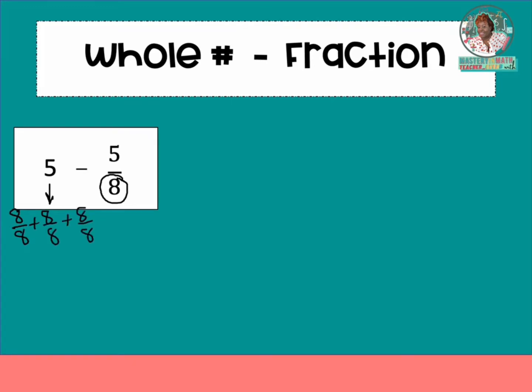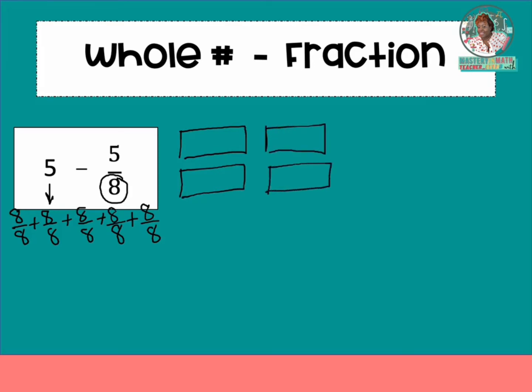And also, this is because we know that we're taking a part from the whole. And if we already have our part, we know that each one of them needs to be equal to whatever that denominator is. And in this case, our denominator is 8. If I were to write it out, I know that I have 5 wholes, or 5 rectangles to represent my 5 wholes, and I'm taking a part from that.